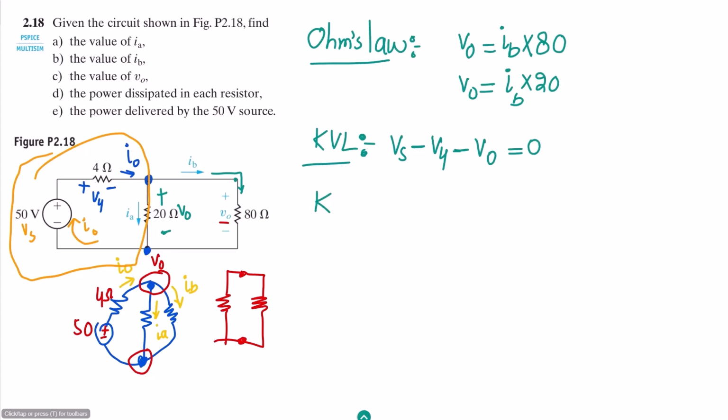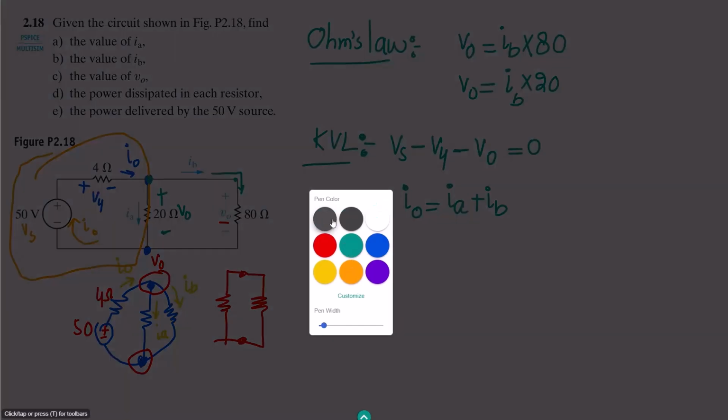And the third one here is the KCL. We are going to see the KCL as well. This is I naught, so I naught is going towards this node and splitting into two parts, IA and IB. So here I naught is equal to IA plus IB, and that is Kirchhoff's current law equation. So now we have three equations.